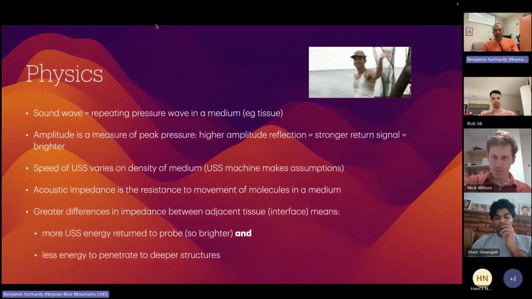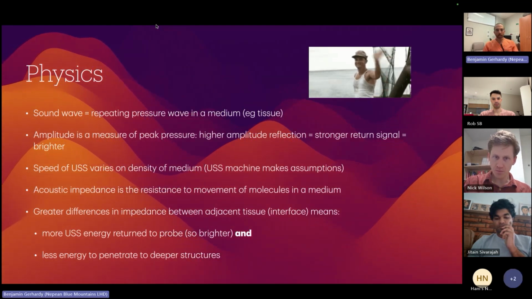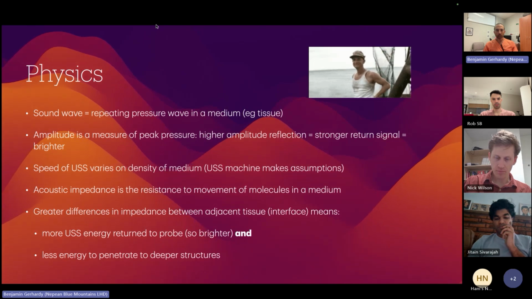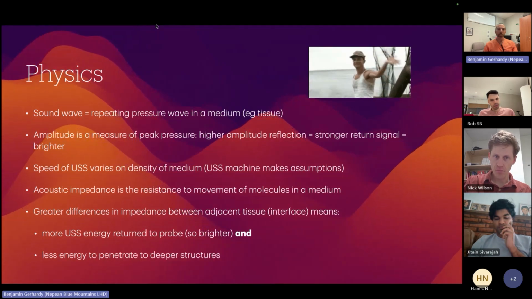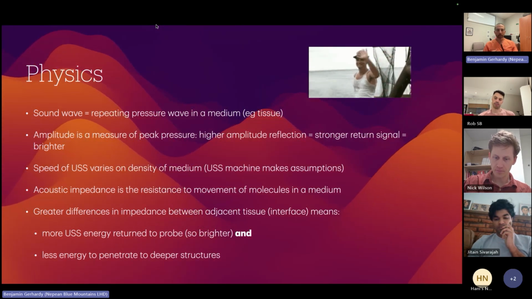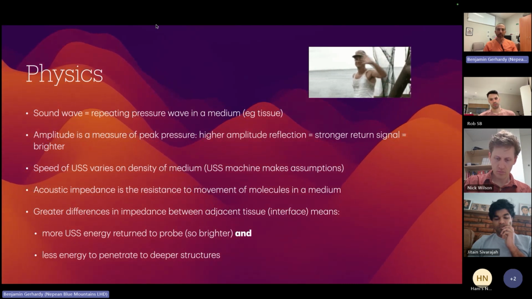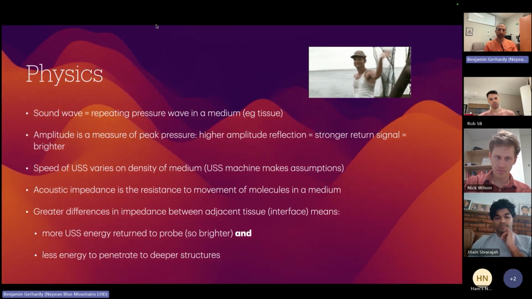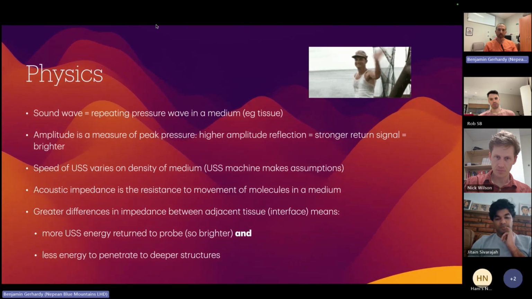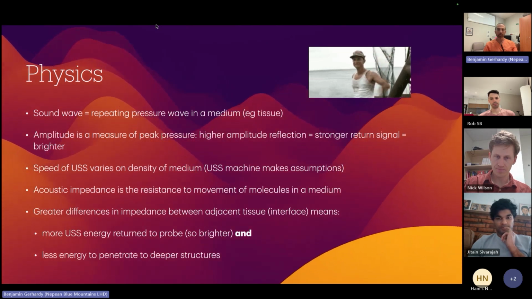So I had to have a couple of slides on physics. A sound wave is just a pressure wave that's going through a medium. In our case, it's tissue. Amplitude is a measure of the peak pressure of that sound wave. So the more that comes back to you, the stronger your return signal is. It means you've had a higher amplitude reflected.